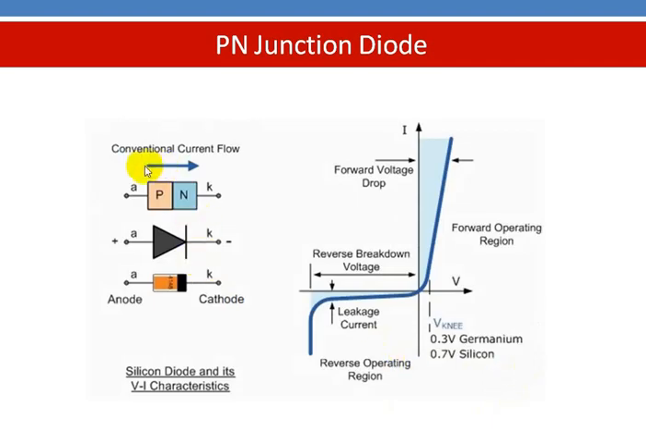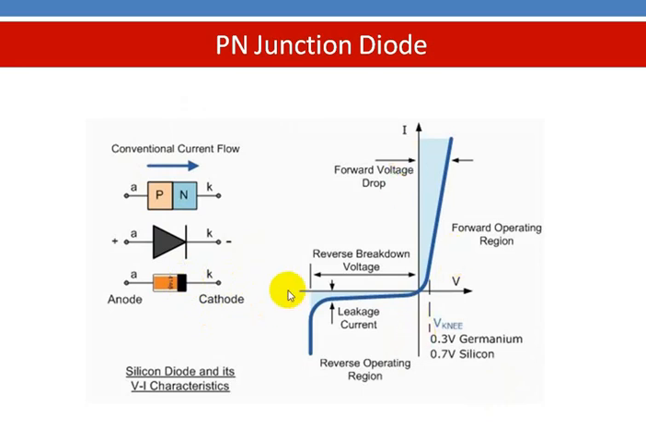The conventional current flow direction is from anode to cathode, and this is the symbol. Usually if you see a diode, there will be a ring at the cathode terminal, so that we can identify the cathode terminal by locating the ring in the device.